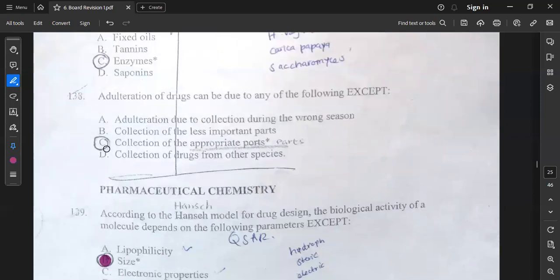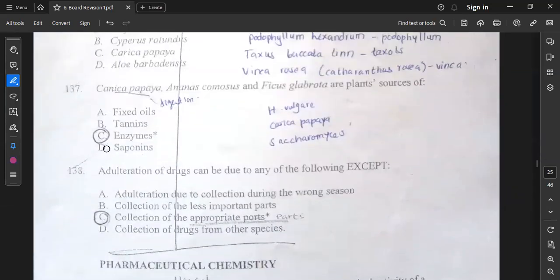Anyone has questions? Again, you can always pick up. Adulteration of drugs can be due to any of the following except: collection during the wrong season, collection of the less important parts, collection of appropriate parts, collection of drugs from other species. Again, that is straightforward.